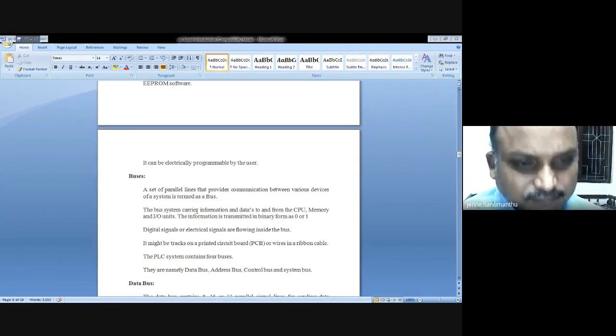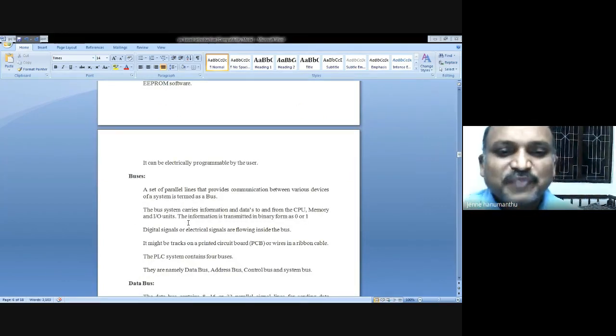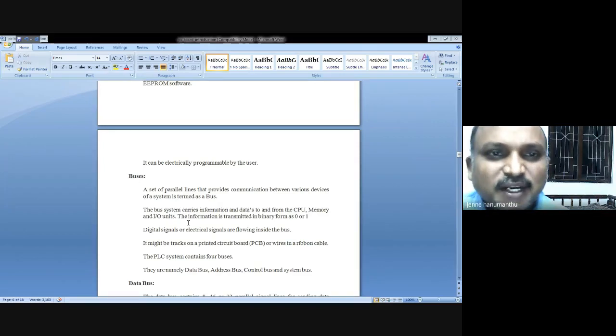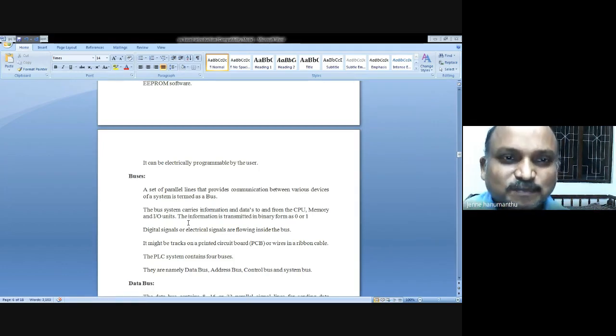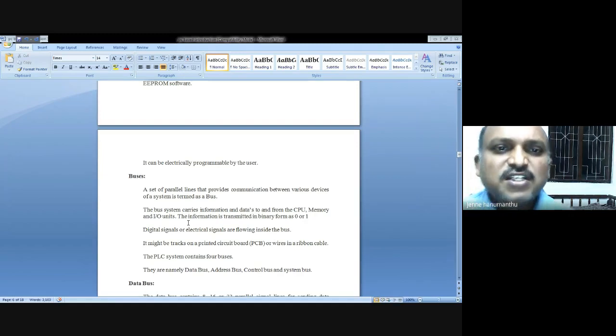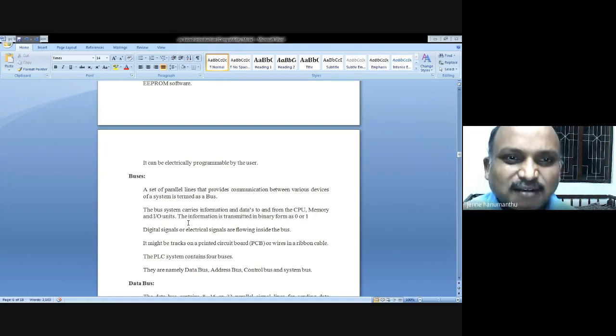Buses. What is a bus? A bus is nothing but a wire. Like a general bus carries human beings, a computer bus carries data, ones and zeros, so called binary data or digital data. Right? So the bus is not a single wire, it's parallel wires. A set of parallel lines is so called a bus.